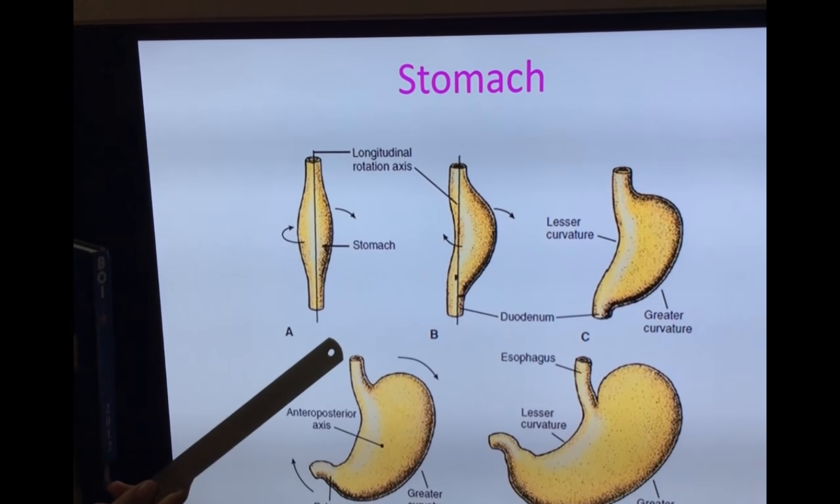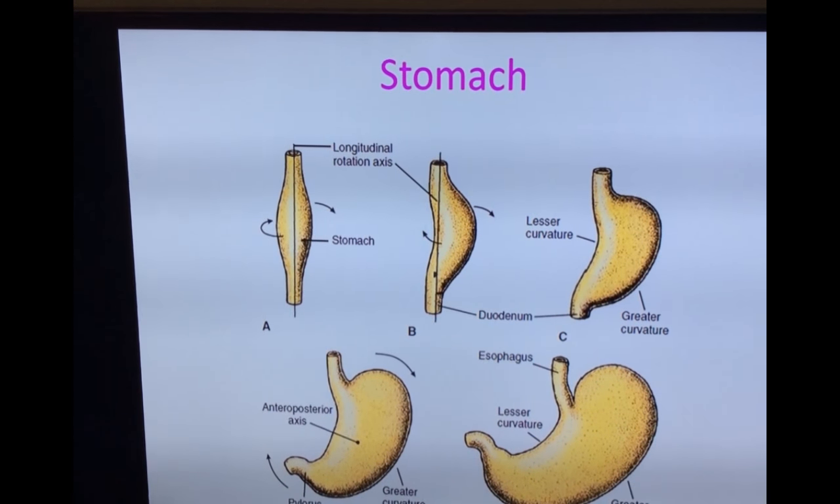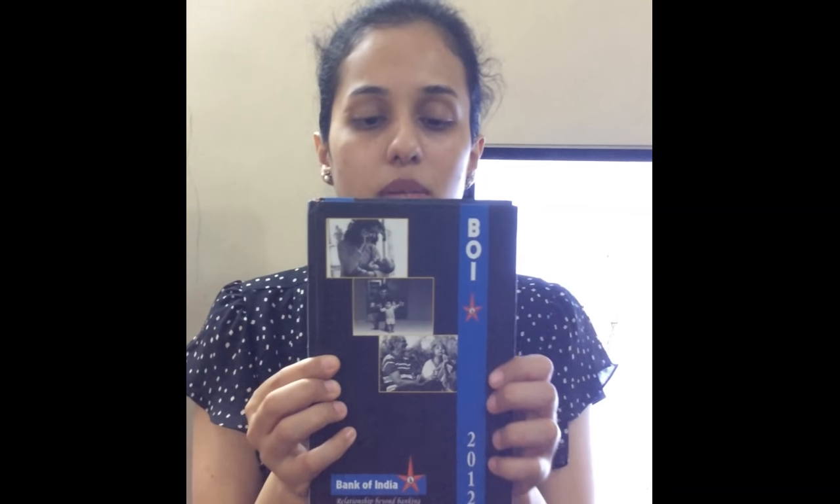So after rotation, as I told earlier, the left side becomes the anterior wall. Due to the rotation, you can see here there were two branches of the vagus, right vagal branch and left vagal branch. You have seen in some of the gross anatomy textbooks of the stomach that they mention the stomach is supplied by the anterior vagal trunk and posterior vagal trunk. Initially, embryologically, they are called the right vagal trunk and left vagal trunk.